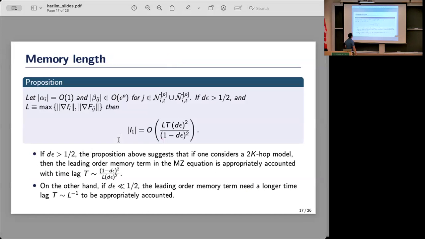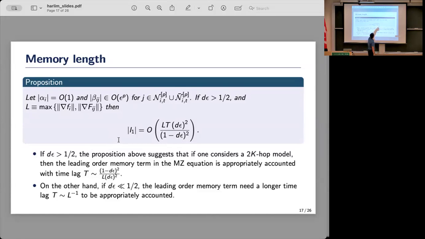If you assume that your alpha 1 is order 1 and beta ij is order epsilon to the power of p, provided that this is an interaction on exactly p hops, so that's where I use the square bracket on the top. Now, d is a notation for the degree of each node, so d is just the summation of how many connected nodes. We assume this graph is random, so the degree of each node i is order d.